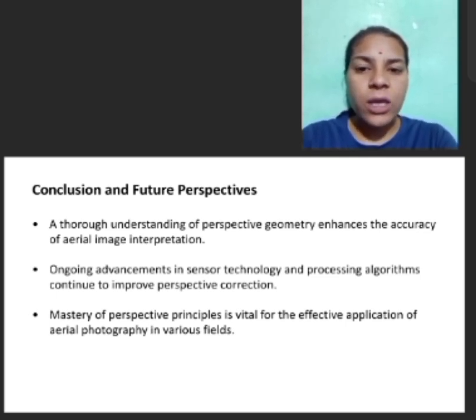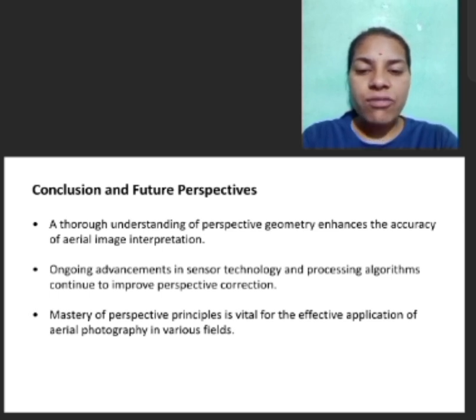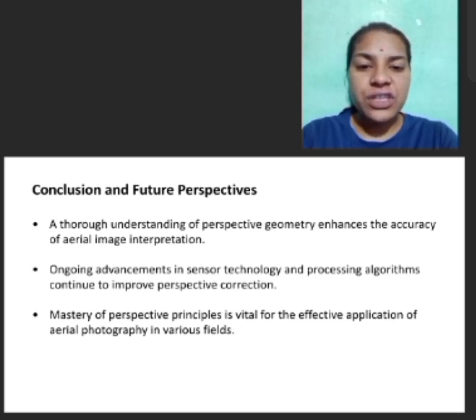In this slide, finally, we will talk about conclusion and future perspectives. A true understanding of perspective geometry enhances the accuracy of aerial image interpretation. Ongoing advancements in sensor technology and processing algorithms continue to improve perspective correction. Mastery of perspective principles is vital for the effective application of aerial photography in various fields.